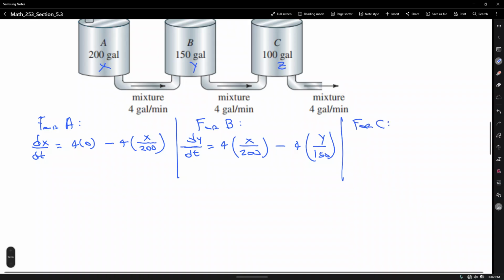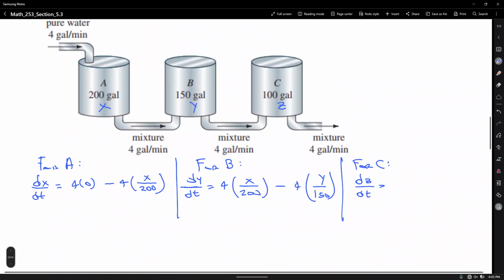For C, I'll reduce at the very end. Okay. For Z, that is the amount dz dt. Now, what's going on in tank C? In tank C, we have solution from tank B involving the variable y, the amount y. That's what's coming in at the same rate of 4 gallons per minute.